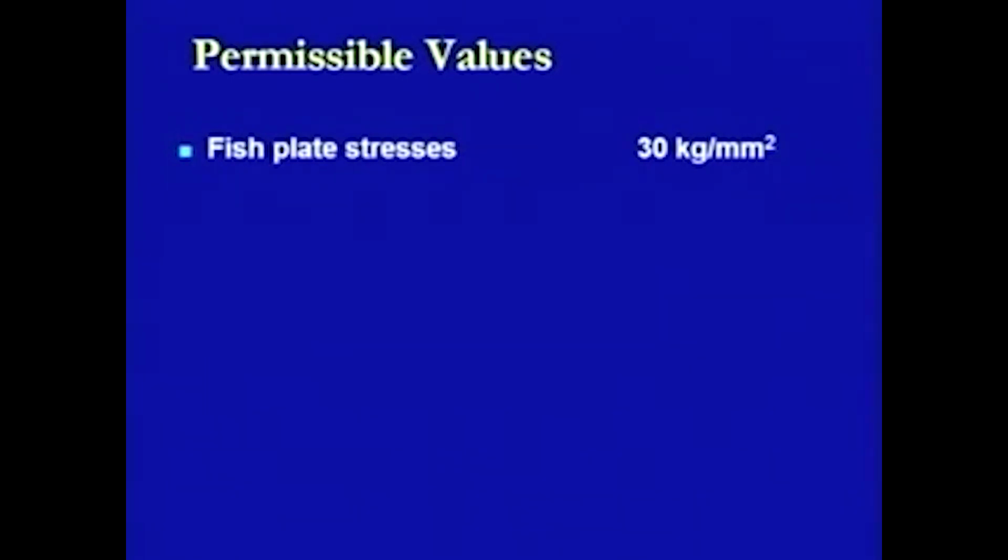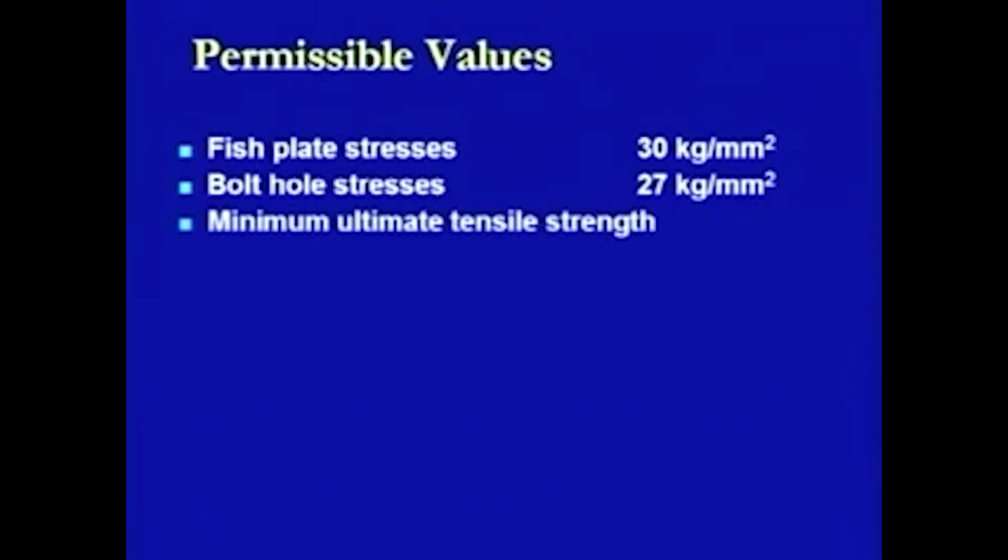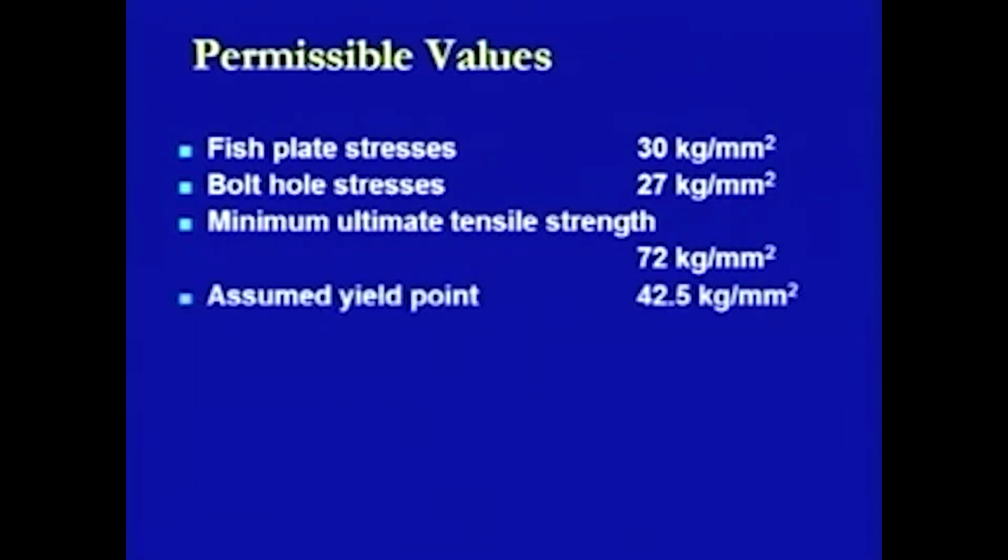Now, the stress at the fish plate level is taken as 30 kg per mm square. The stress at the bolt hole level is 27 kg per mm square. The minimum ultimate tensile strength of rail section is 72 kg per mm square, and the assumed yield point is taken as 42.5 kg per mm square. So, these are the values of the different stresses which need to be taken when the designs are done.